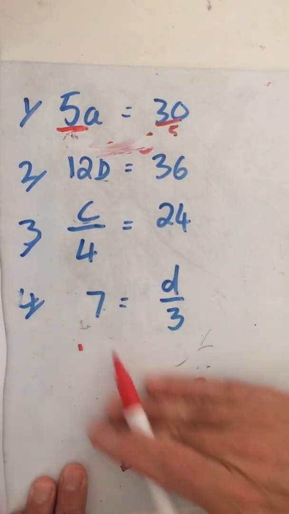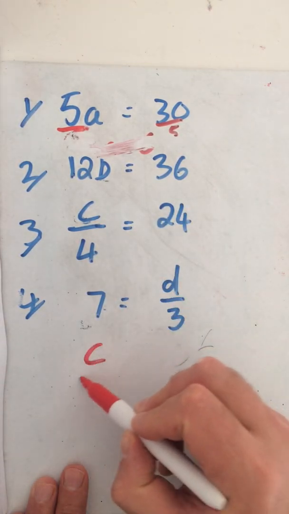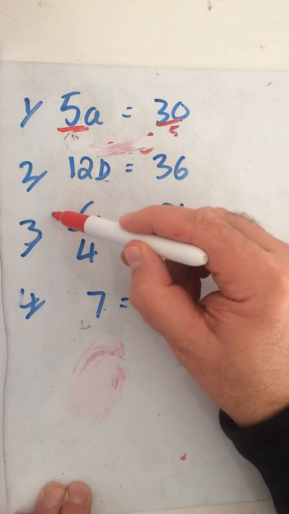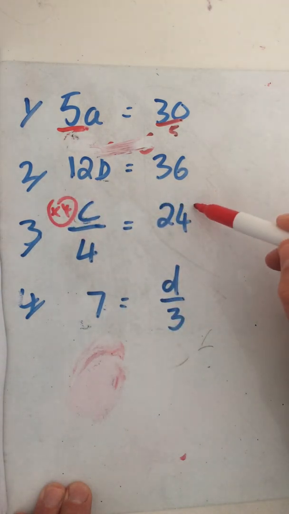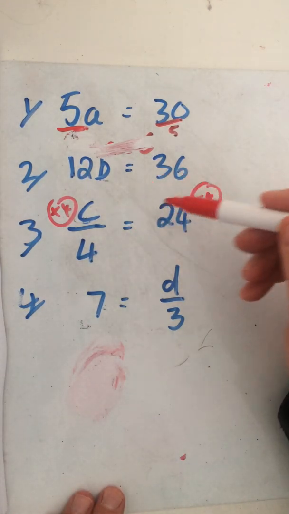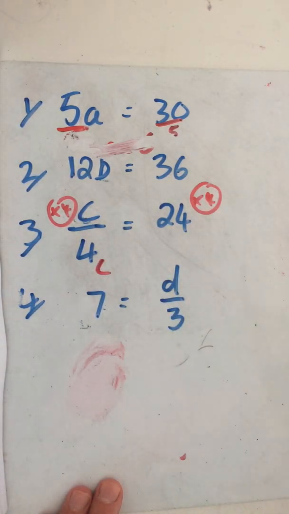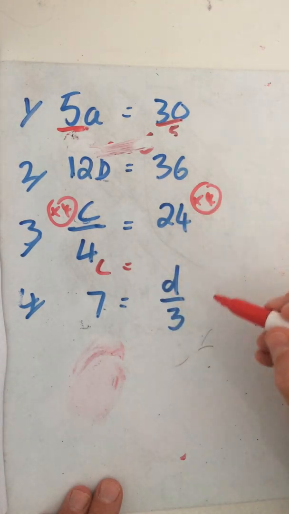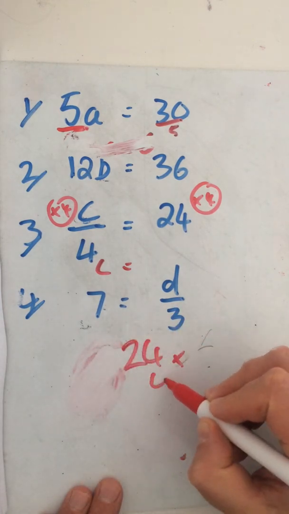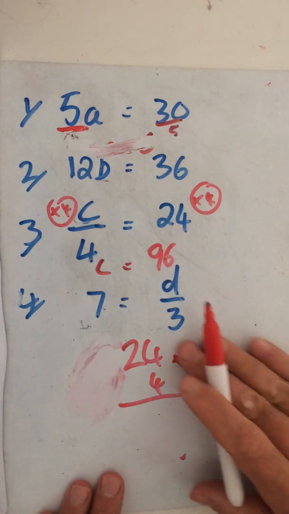Let's have a quick look at c over 4. C divided by 4. I'll do that one straight on here. Because that's c divided by 4, I'm just going to times it by 4. I'm going to do the same on the other side because it's the balance method. And that leaves me with c. Oh, it's a big number, this one, isn't it? C equals 24 times 4. If you can't do that in your head, you do your written method. That will be 96. Well done if you got that.